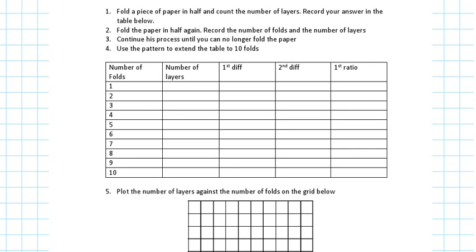Now I want you to fold that piece of paper in half. Fold it one time in half. How many layers do you have now? You have 2 layers. After folding it once, you have 2 layers. Fold it one more time in half. How many layers can you count right now? 4.